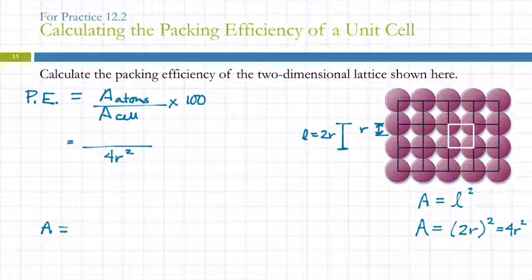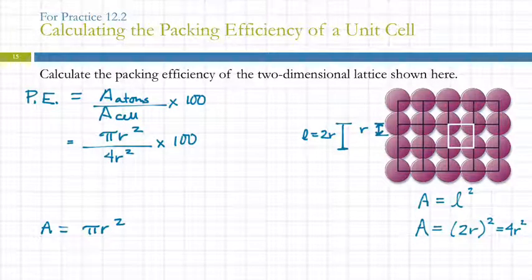Okay, so the area of a circle is pi r squared, where r is the radius of a circle. There is one circle in this square, and so the area of atoms, or the area of circles in that square, is equal to the area of one circle, which is pi r squared. Okay with that? And times 100 to make it a percentage.